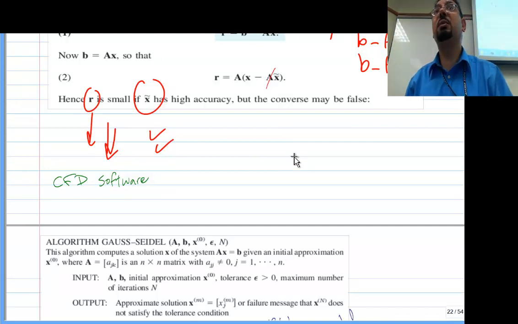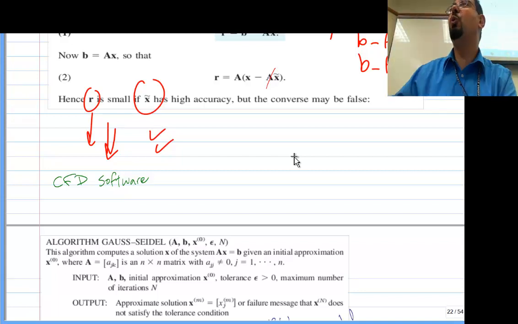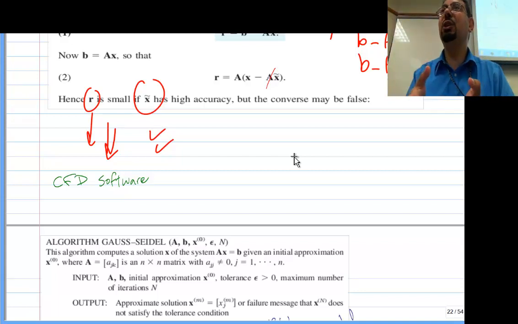But there are certain systems called ill-conditioned that are very tricky. When you try this R and it's pretty cool, it's very small, you think, wow, we are there. But no, you are not there. That's not the solution. It's kind of like any X will do basically. Meaning any X will give you a small R. But is the X a solution? No.